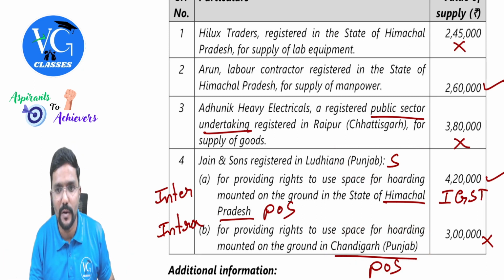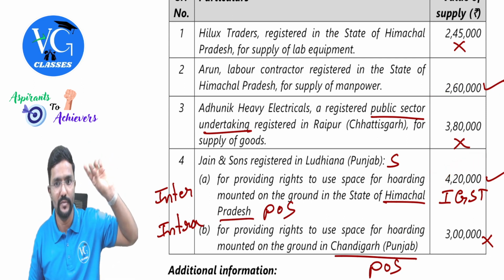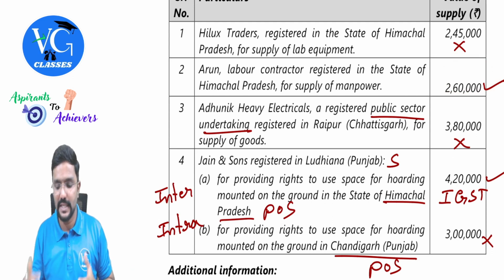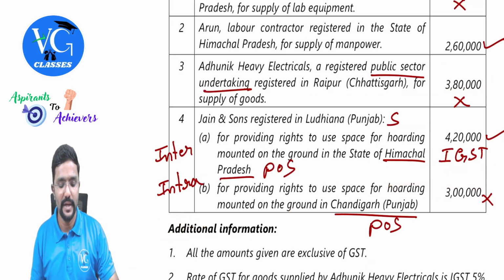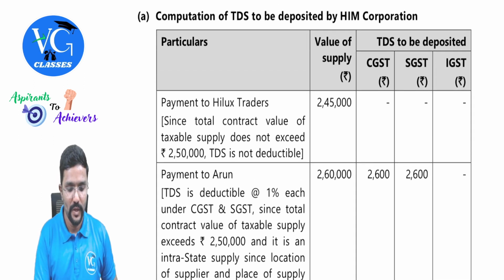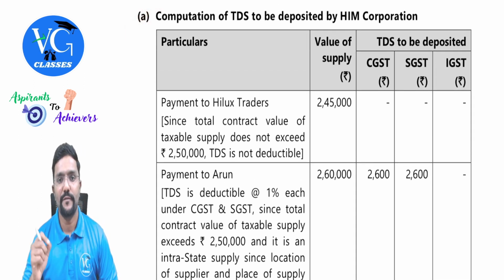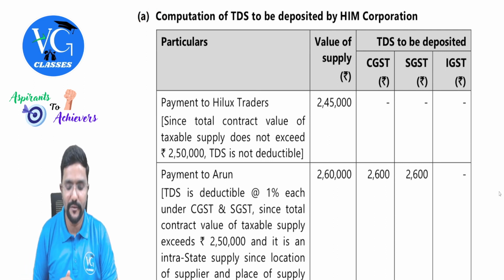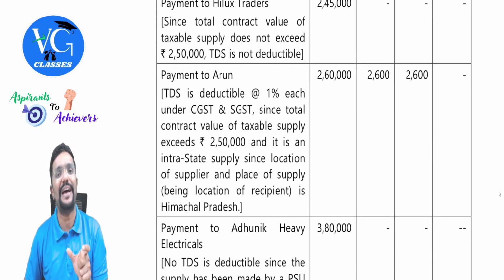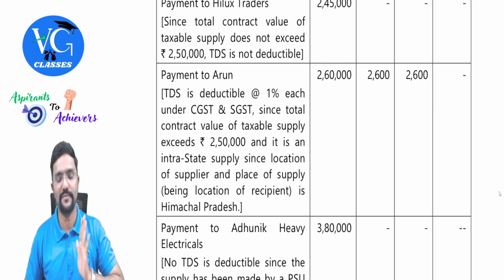So TDS is applicable on 260 and 420 only, on two transactions. Yes, sir. On this, it would be CGST, SGST, whereas on this, it would be IGST. Let us see quickly. Computation of TDS to be deposited by HIM Corporation as per section 51: on 2 lakh 45, no TDS, as it is less than 2 lakh 50. And please be careful while checking 2 lakh 50, we need to consider only the value portion. Don't add GST to it.